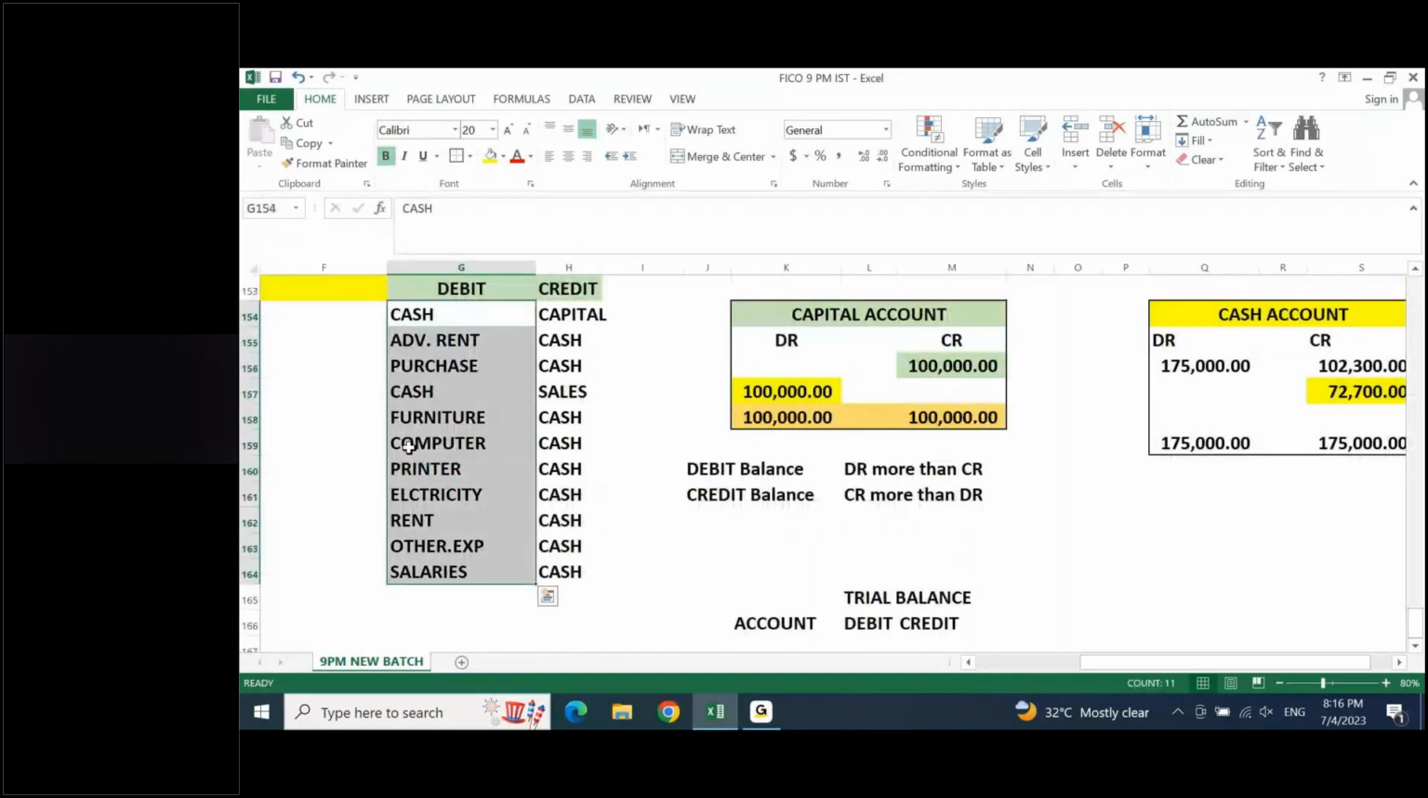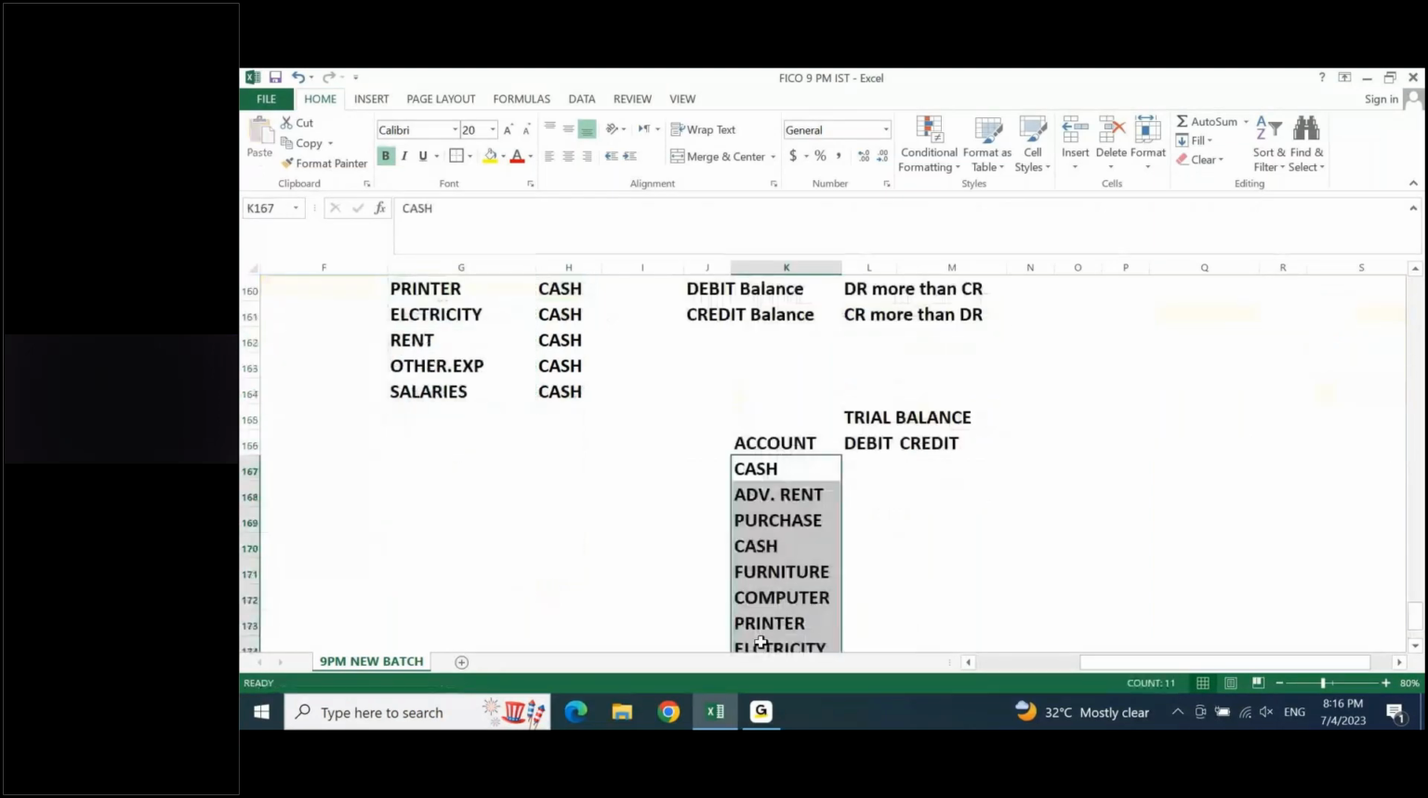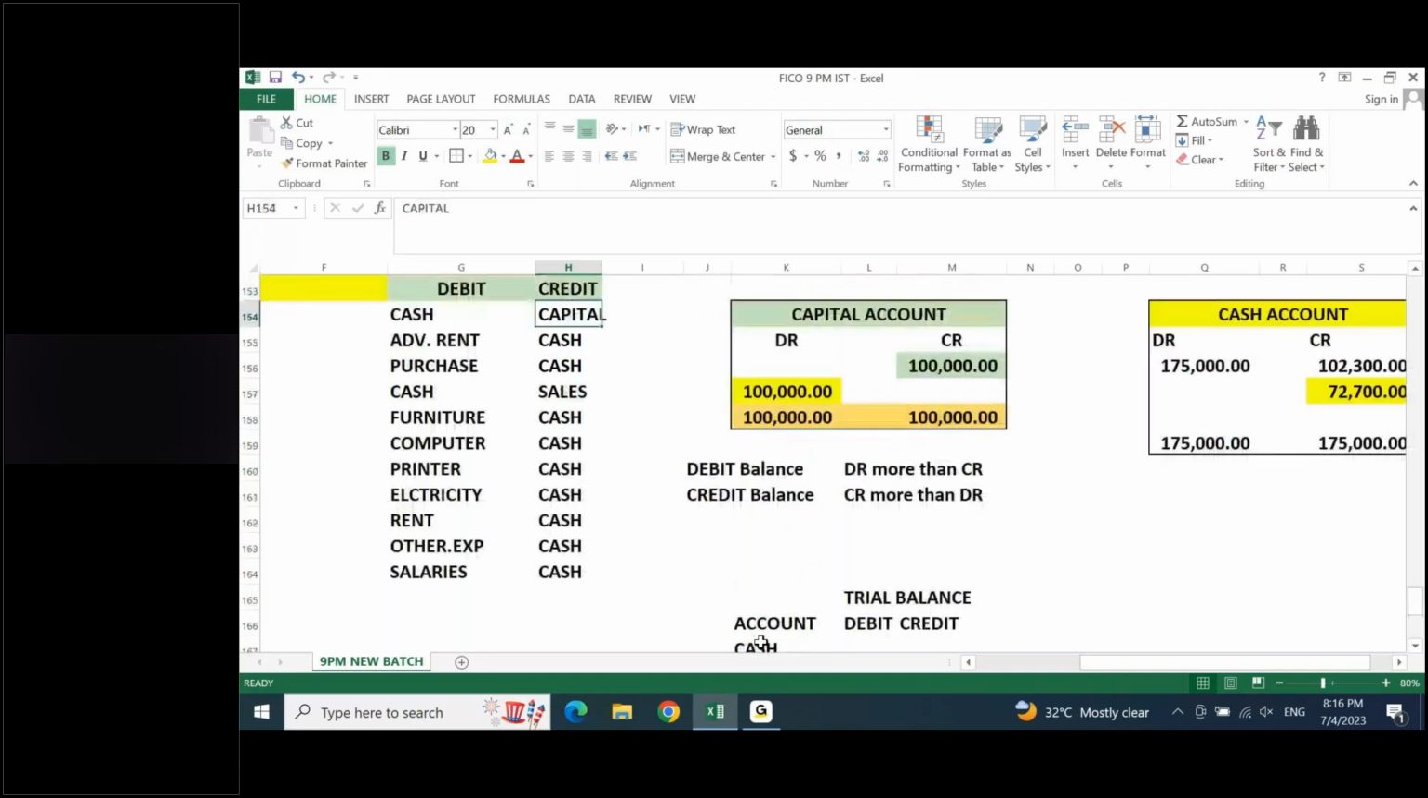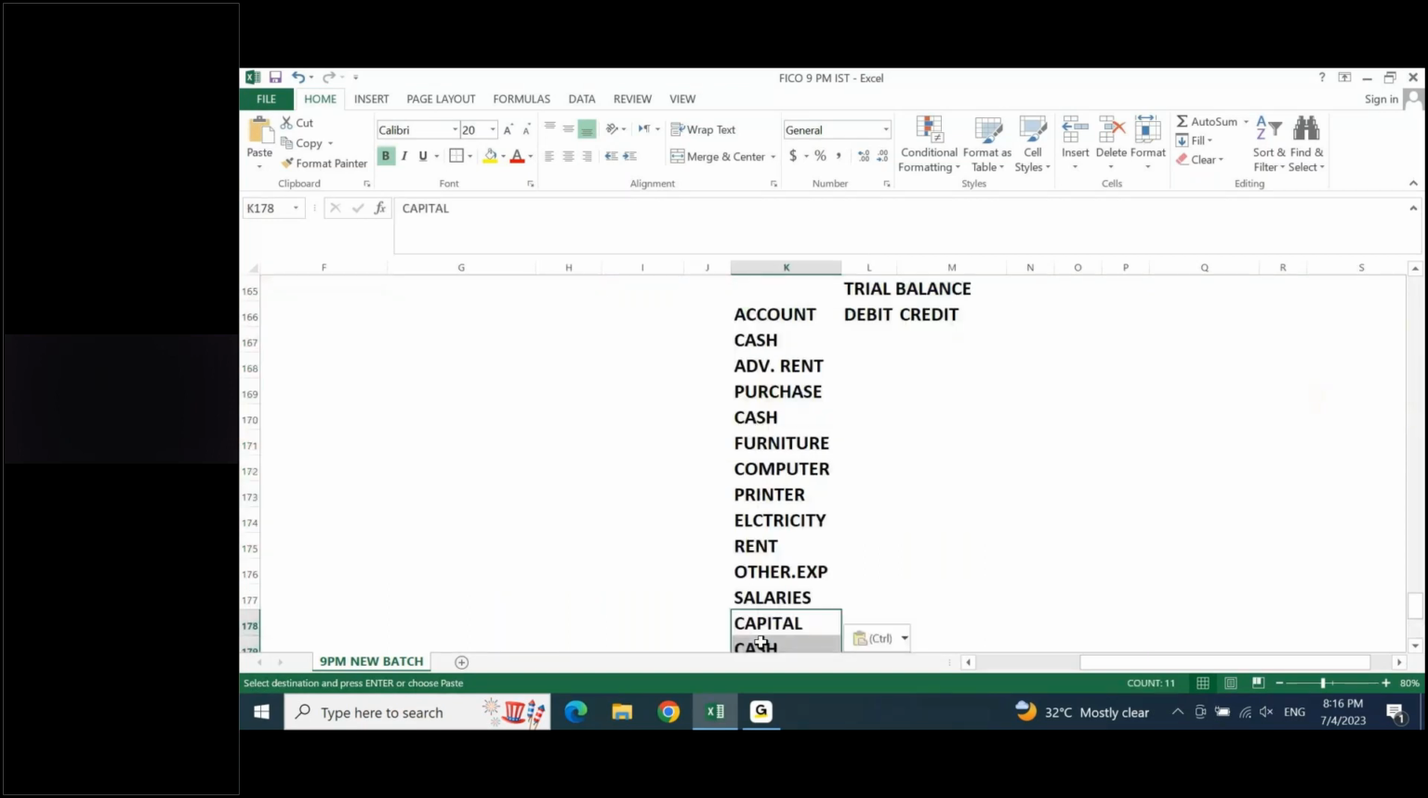So what I am going to do here, I am going to take all the accounts from the debit side and put them below the account. What I did, I took all the accounts that were appearing on the debit side and put them below the account. Next thing, I will be taking all the accounts appearing on the credit side. Clear? These accounts also I will put below this. Now what did I do? I have taken all the accounts. Correct?